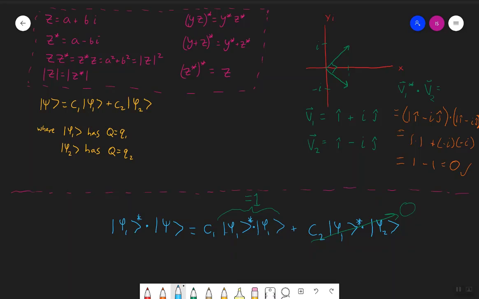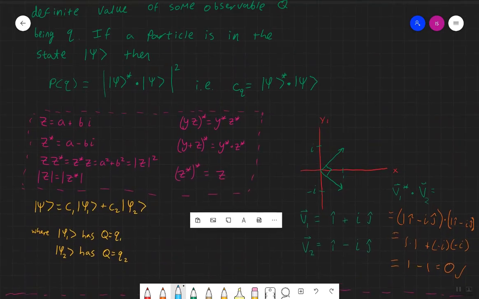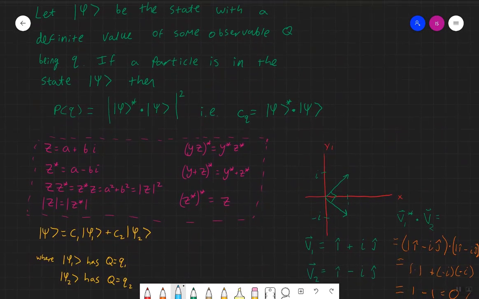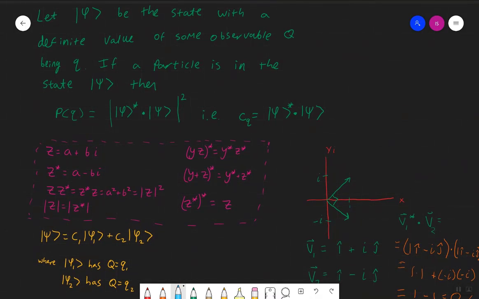And so now our more generalized probability postulate for complex numbers looks something like this, from our other video. Let phi be the state with the definite value of some observable Q being little q. If a particle is in the state psi, then the probability of getting that value little q is phi star dotted on psi, because c sub q would be phi star dotted on psi, and then we take the norm squared of that. The norm squared of the coefficient gives us the probability. So this is our new and improved probability postulate for quantum mechanics.